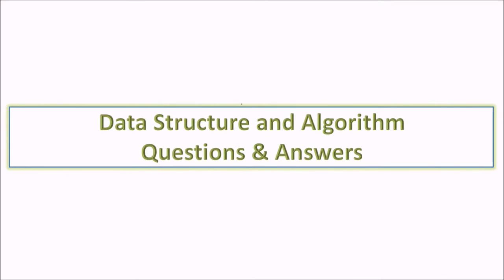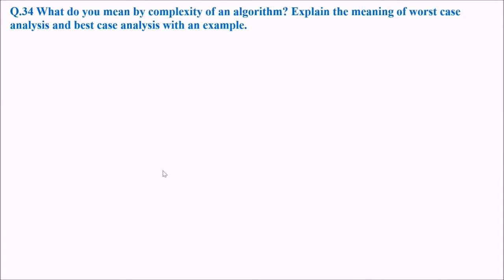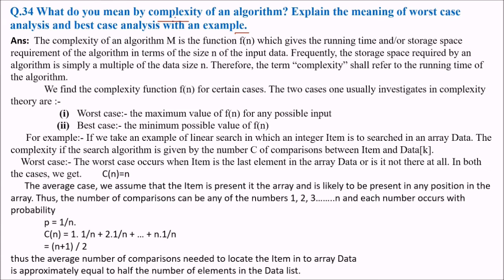So let us take a few more questions in data structure and algorithm. What do you mean by complexity of an algorithm? Explain the meaning of worst case analysis and best case analysis with an example. We'll talk about the average case also. So complexity, what does it mean?